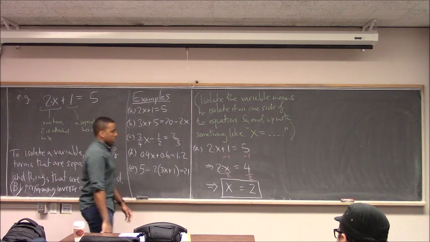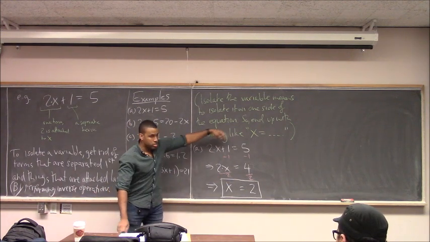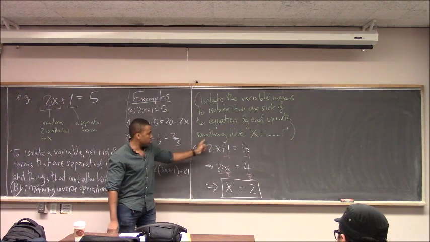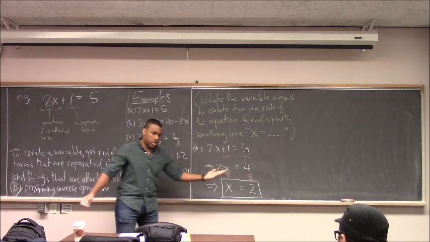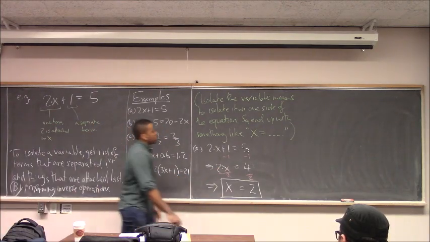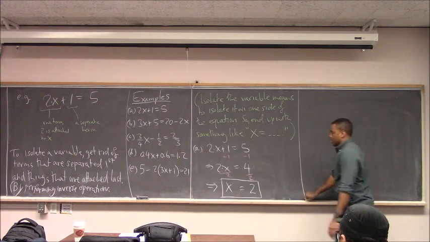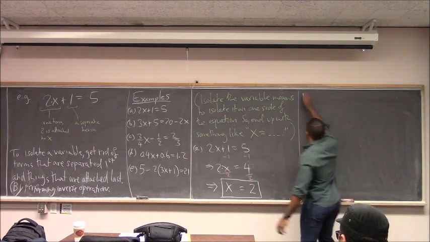And you can always check that if I plug in that value for this variable, this becomes a true statement. 2 times 2 is 4, plus 1 is 5. And notice that I have to do it in that order because of PEMDAS. I would do the multiplication first and the addition second. Okay, so x equals 2 is the solution there. B.